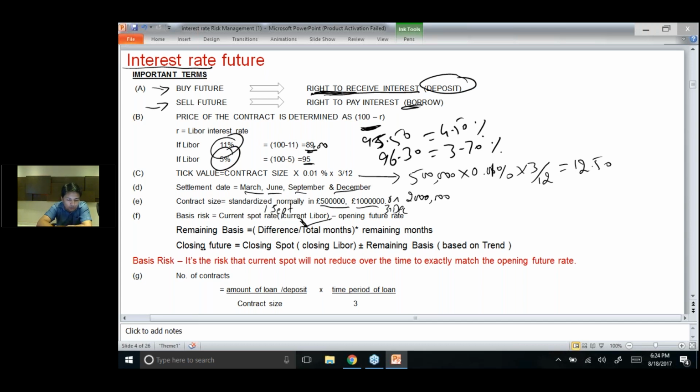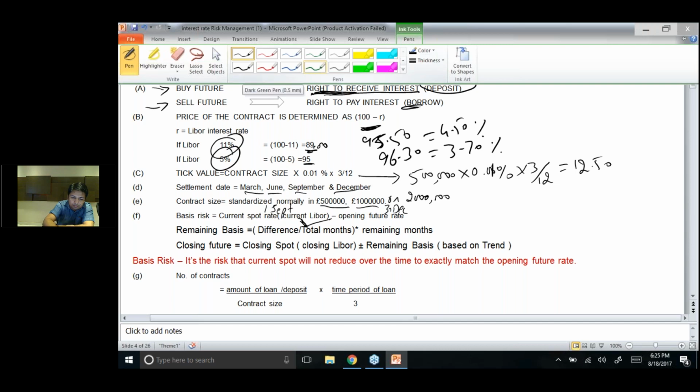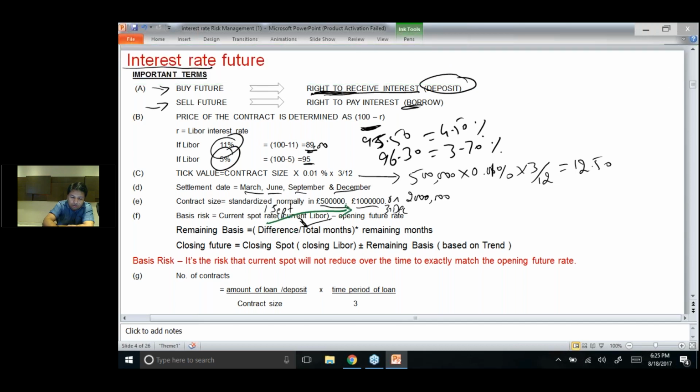Okay, how are you going to calculate closing future? Take the closing LIBOR. Closing LIBOR will be given in the exam. Plus or minus remaining basis based on trend. And trend means the movement from current spot to opening future. So closing LIBOR plus or minus remaining basis, that will be closing future. Number of contracts also has a different formula. Amount of loan or deposit over contract size, into time period of loan over 3.